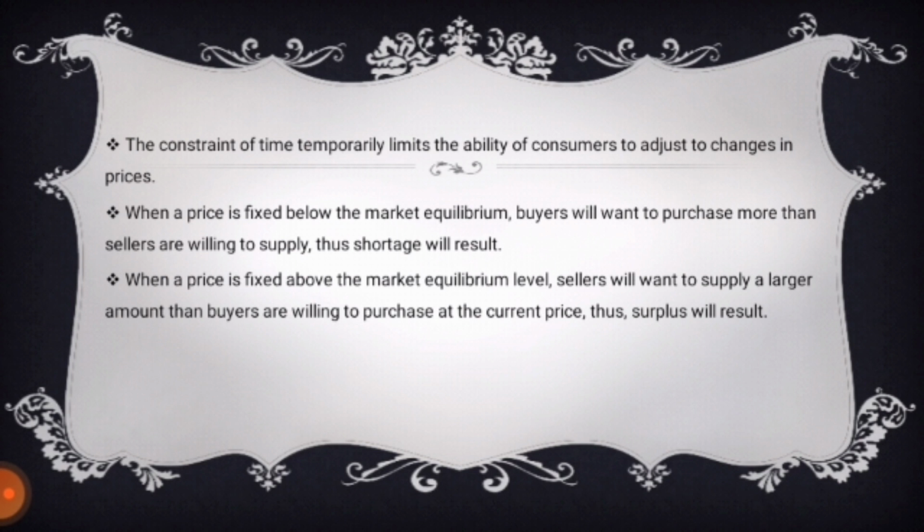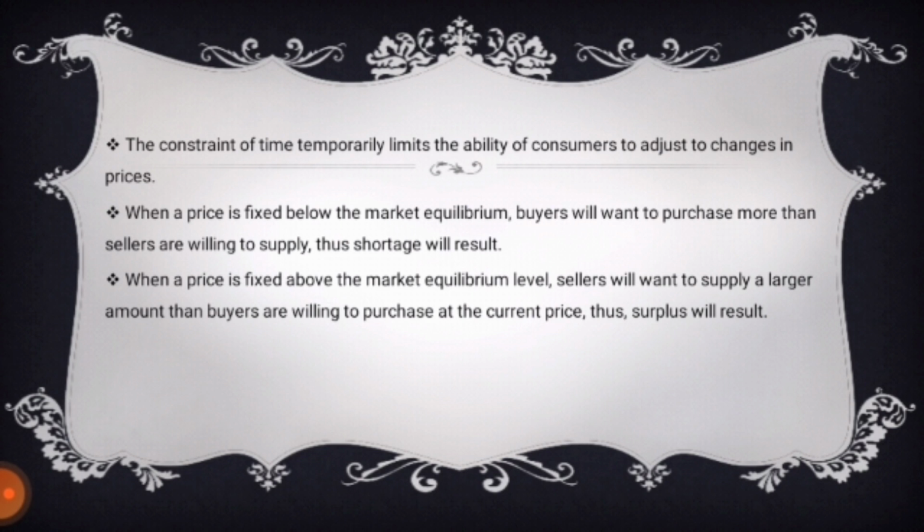Next is the constraint of time, which temporarily limits the ability of consumers to adjust to changes in prices. With the passage of time, a price increase will usually elicit a large reduction in quantity demanded. Similarly, the market supply curve shows more responsiveness to a change in price in the long run than during the short-term time period. Next is when a price is fixed below the market equilibrium, buyers will want to purchase more than sellers are willing to supply. A shortage will result.